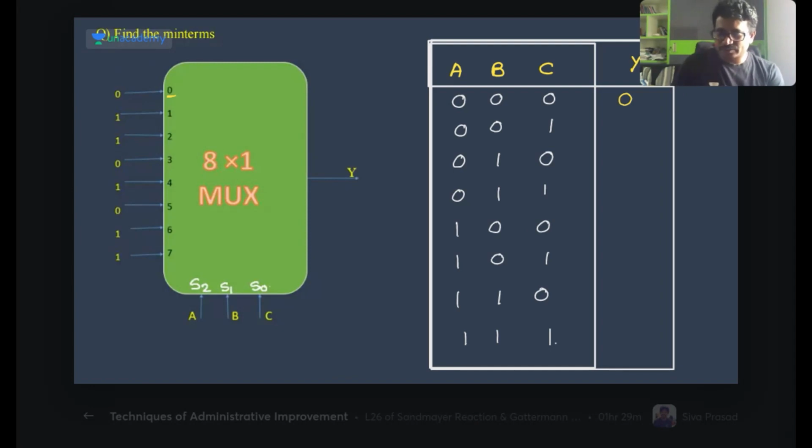When 0, 1, for 1, the data connected here is 1. Next, for 2, 1 is connected here. And for 3, 0 is connected. Next, this is 4. For 4, 1 is connected. And for 5, 0 is connected. For 6, 1 is connected. For 7, 1 is connected. All of you?